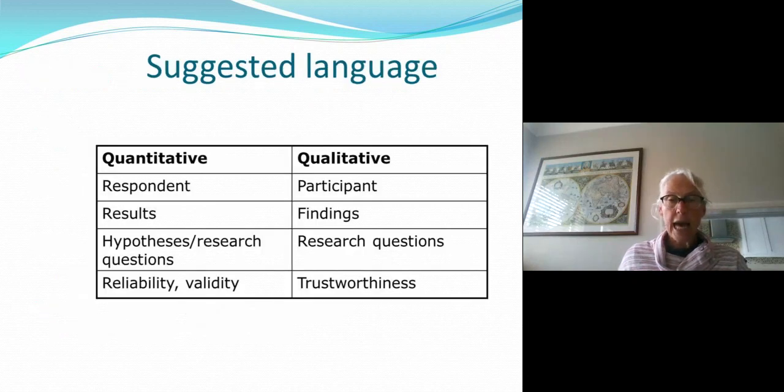Okay. And then there's various slightly different language depending on whether you're writing something that's quantitative or qualitative. So in quantitative studies, we tend to refer to respondents, so people who've completed a questionnaire, the results, hypothesis and research questions, reliability and validity. Whereas if we're doing qualitative research, we tend to talk about participants. We tend to talk about findings, and we have research questions. We don't have hypotheses. And reliability and validity are not applicable, so we'll talk about things like trustworthiness. So think about that slightly different use of language.